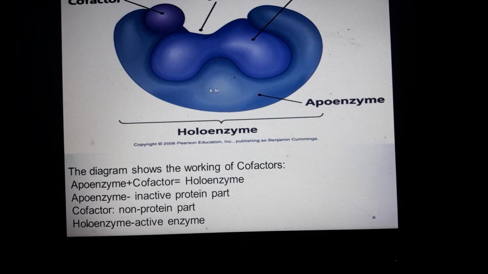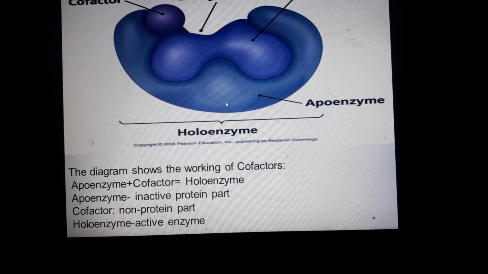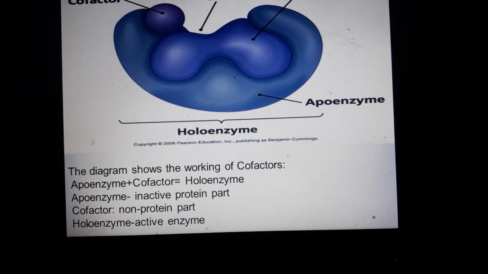Pag sinabi mong active enzyme, mayroon siyang coenzyme, take note. And mayroon siyang cofactor. Okay. And of the same, it is a whole with the apo enzyme. So yung tinatawag nating holoenzyme is known to be active enzyme. So this one, pag active enzyme, mayroon siyang apo enzyme. At the same time, may cofactor, may coenzyme. That is what comprises the active enzyme known as holoenzyme.